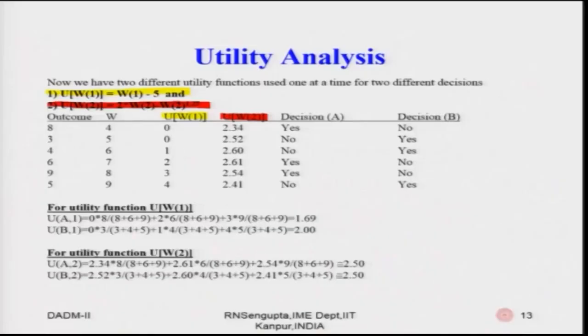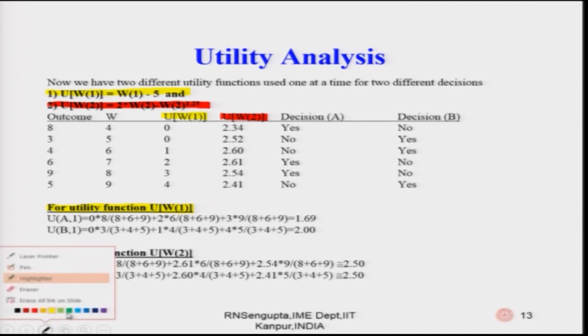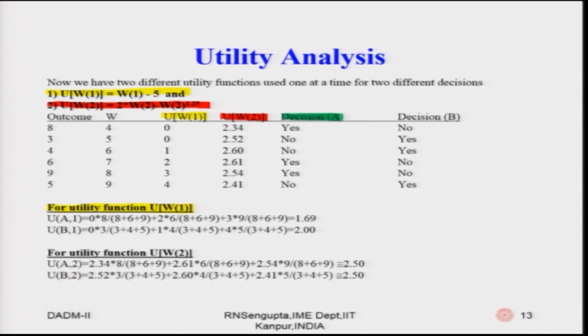Consider utility 1. So, utility 1 we are using yellow color. So, I will highlight it. And let me utilize the utility values. Let me use a different color for utility decision A and decision B. So, one can be green. So, this is green. So, I will highlight this. I will come to a different color for decision B.